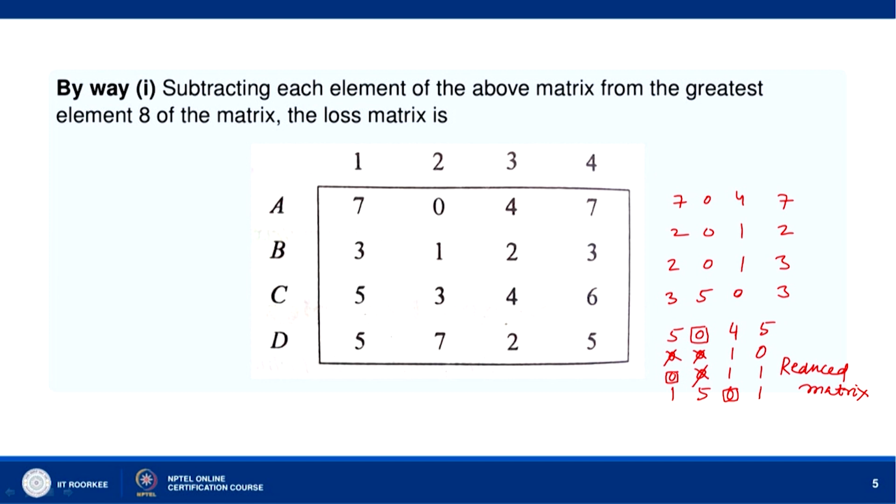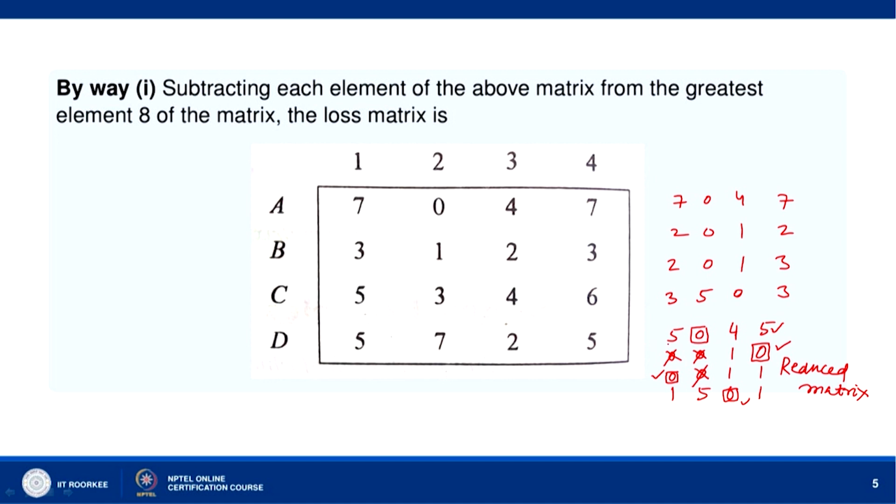In the first column there is no 0, this 0 has been assigned. In the second column there is no 0, this 0 has been assigned. In the third column 0 has been marked. In the fourth column we have a 0. So, we make an assignment here. So, now the first row has an assignment, second row has an assignment, third row has an assignment, and fourth row has an assignment. So, this gives the solution of the problem.